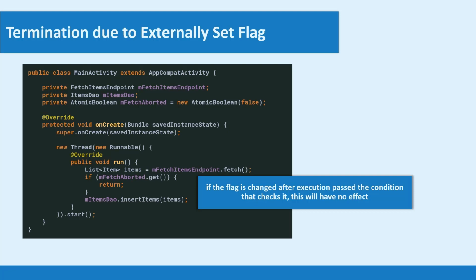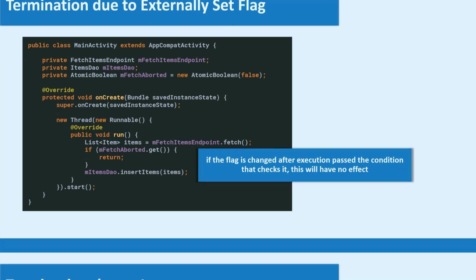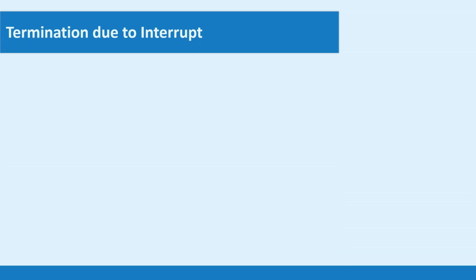So you need to keep in mind that changing the value of this flag doesn't necessarily mean that the operation will be aborted. It might be the case that you change the value of this flag and the operation still succeeds. And the last approach to threads termination is the interruption mechanism.